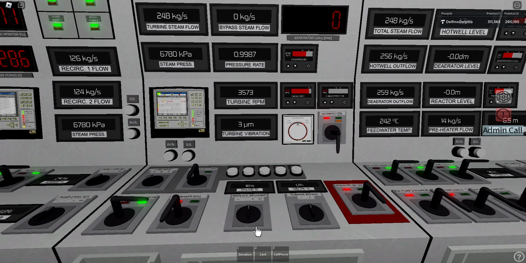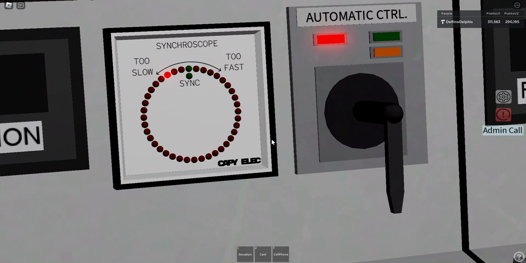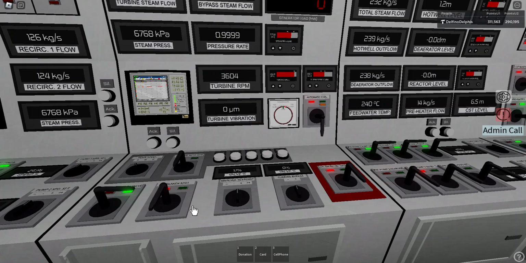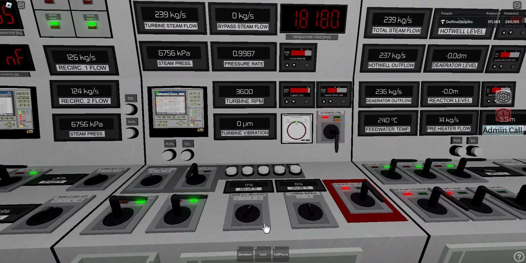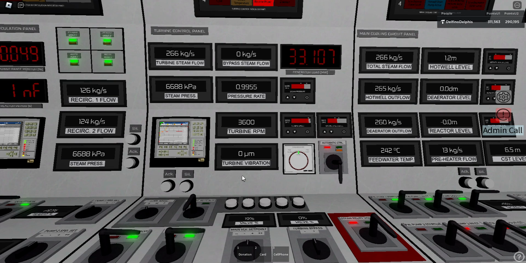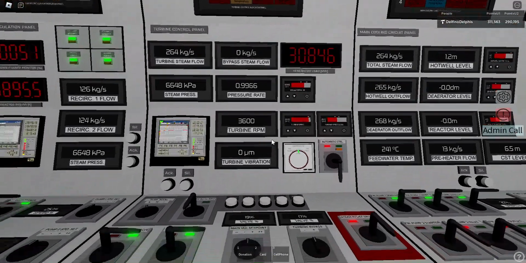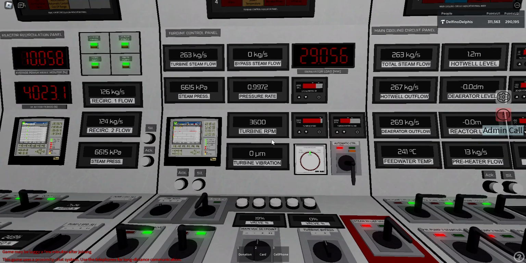You want to do a very short impulse, like this, almost stop. Yeah, almost there. And this is actually where I can already synchronize. If you want to play with the synchroscope, it's also pretty good. And now it's synced. Okay, I immediately got reverse power. When this happens, just open the valve a little bit. Acknowledge. Okay, I'm synchronized.